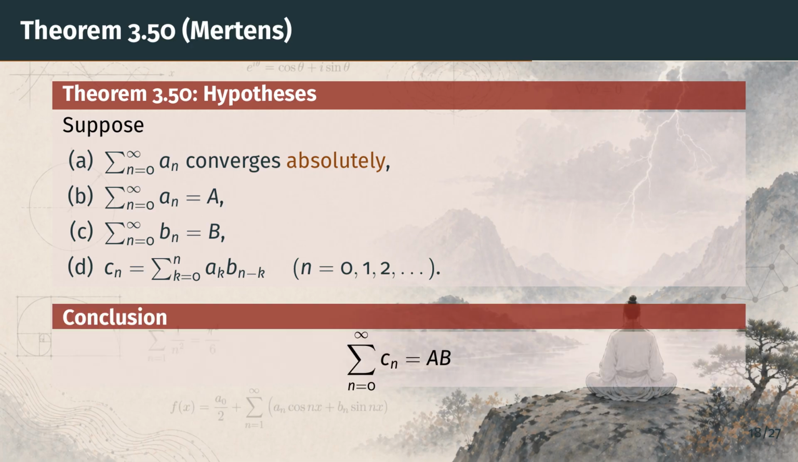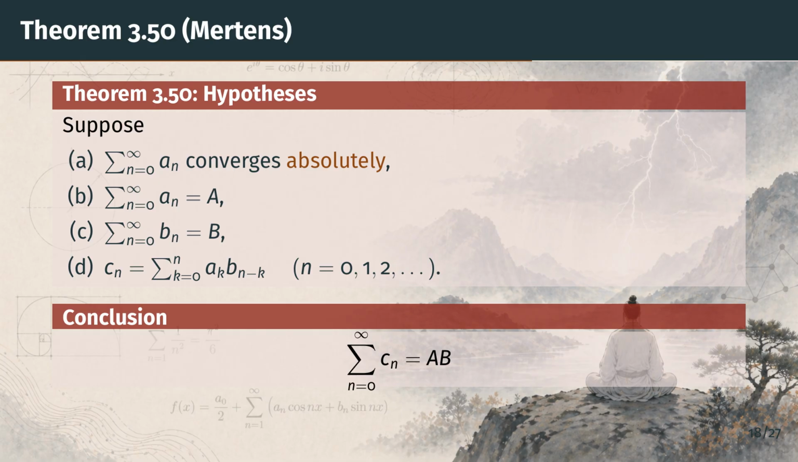And here is the conclusion. The Cauchy product series converges, and its sum is exactly A times B. In words, the product of two convergent series converges, and to the right value, provided at least one of the two series converges absolutely. Compare this with example 3.9. There, both factors converged only non-absolutely, and the product fell apart. Mertens's theorem tells us that one absolutely convergent factor is enough to prevent that disaster.